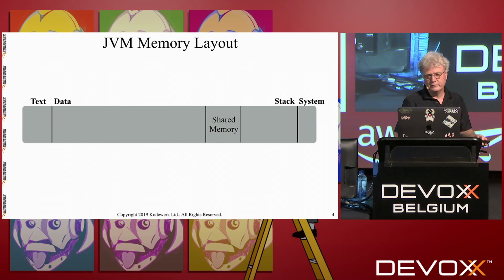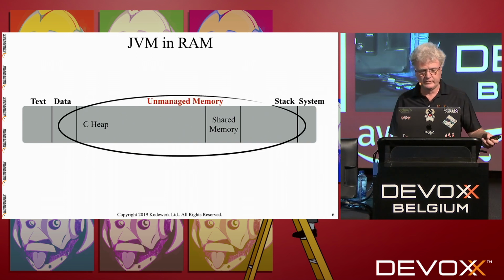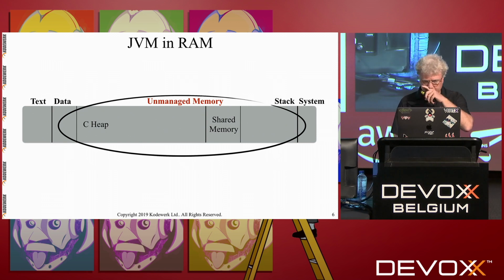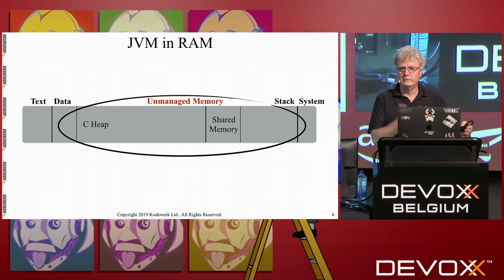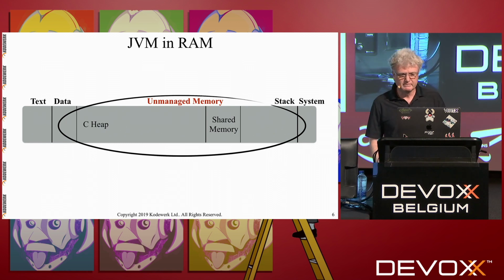The part we're interested in is this section over here called C-heap, because that's where the JVM is going to start creating all of these data structures. And there's also some work that actually gets done in C-heap, and generally we call this area unmanaged memory, because it's up to the developer to make sure that they're doing the allocations, but they're also freeing the memory so that the memory can actually be reused.